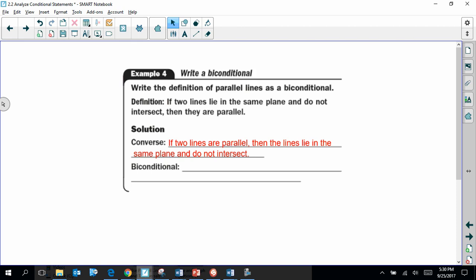So because the conditional statement that was given to me is true and its converse is also true, we can take those two statements and combine them into one, and we call that a biconditional statement. So the way that I write that is I say two lines are parallel if and only if they lie in the same plane and do not intersect. So that's how we're taking the two parts of the true conditional statement and a true converse statement, combining them into one biconditional statement where the parts are separated by the words if and only if.